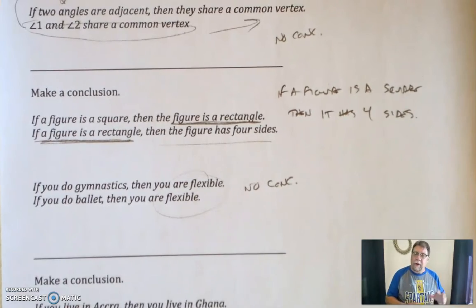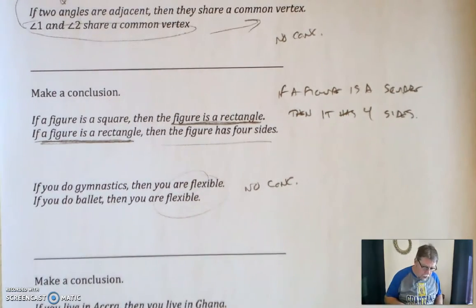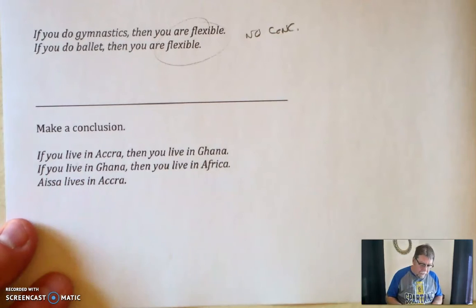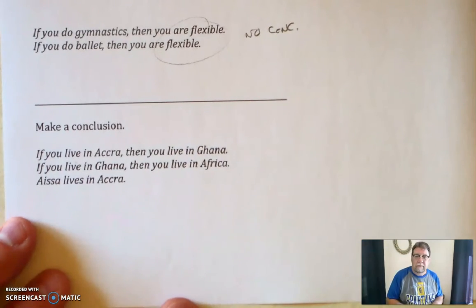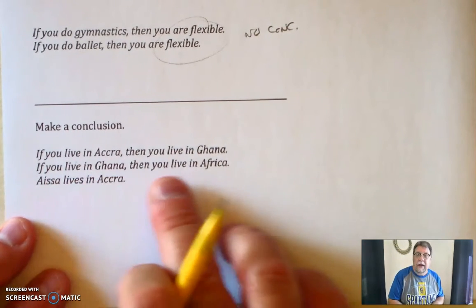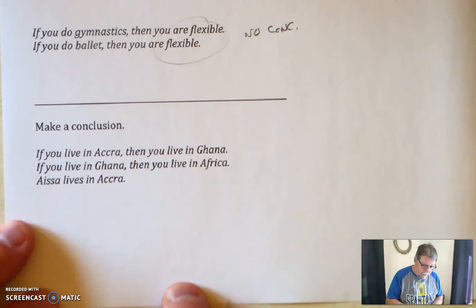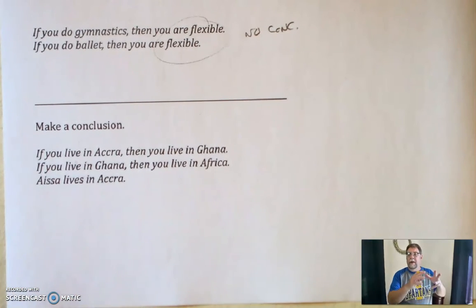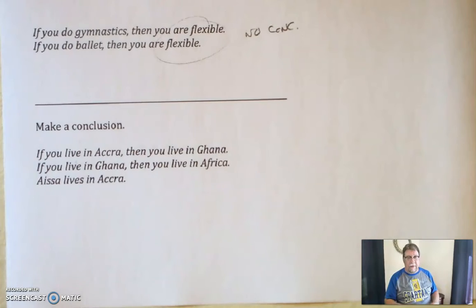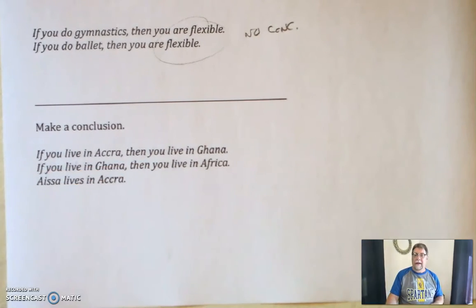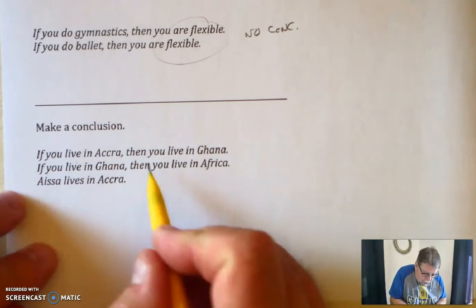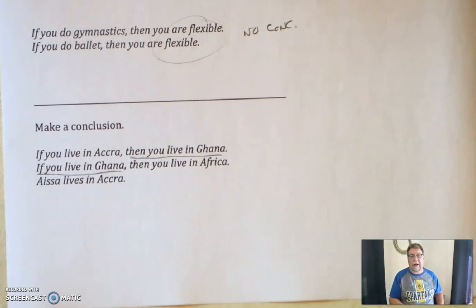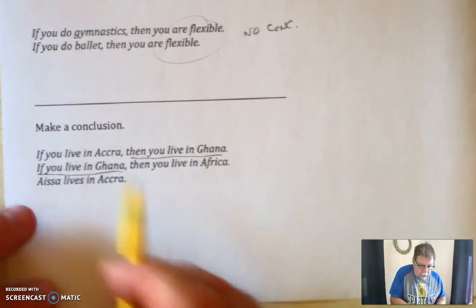All right? Now, we're going to marry the two laws together in this last example. If you live in Accra, then you live in Ghana. If you live in Ghana, then you live in Africa. Isa lives in Accra. So we're doing two laws at the same time. If you look at the first two statements, that's the law of syllogism, because the conclusion is the same as the hypothesis of the second statement. So I can chain those together.